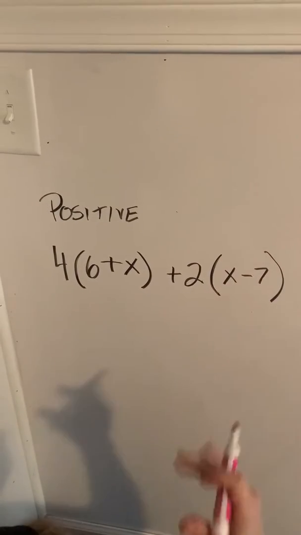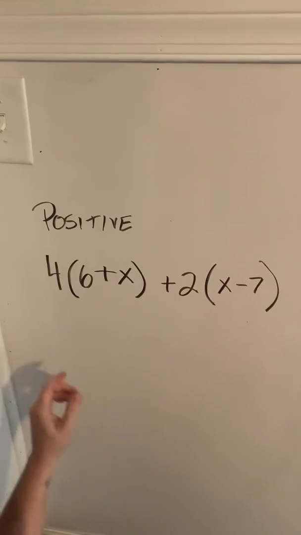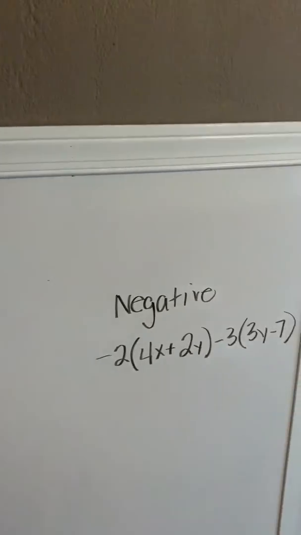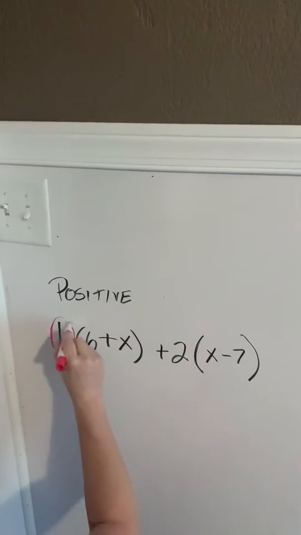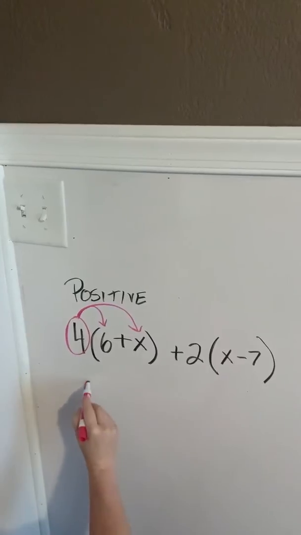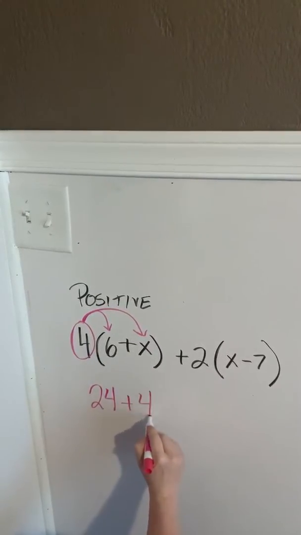Okay, so now you guys are going to distribute a negative term throughout parentheses. Notice that this one is positive, but this one is negative. When you distribute the positive, you're taking the 4 and you're distributing it through here. So 4 times 6 is 24. 4 times positive x is 4x.